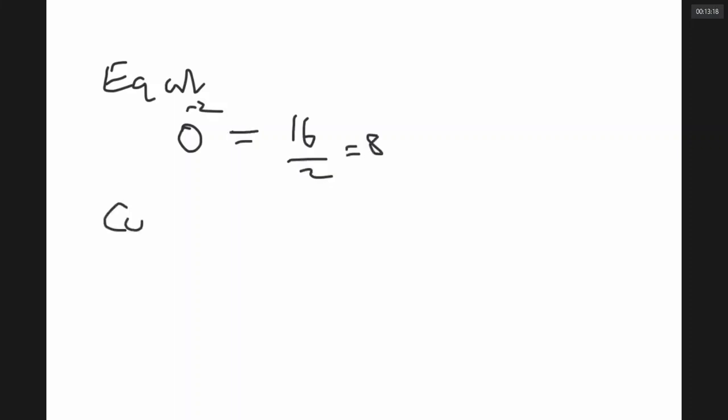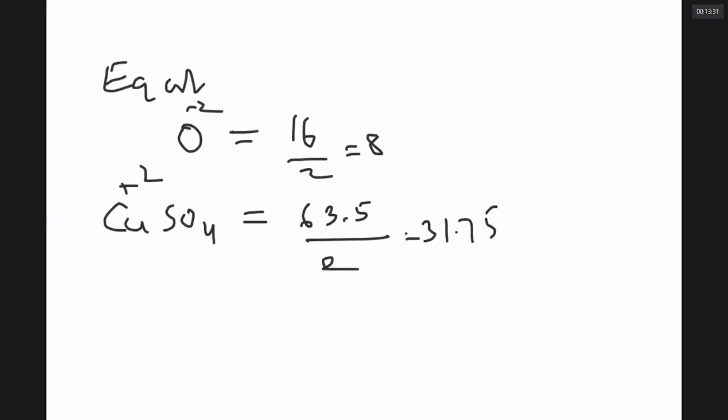If you are considering copper sulfate, where copper is plus 2, its equivalent weight is equal to atomic weight, which is 63.5, by valency, that is 31.75. In some books, they round it to 32, no problem. If you are electrolyzing cuprous chloride, Cu2Cl2, then equivalent weight is equal to atomic weight by valency.